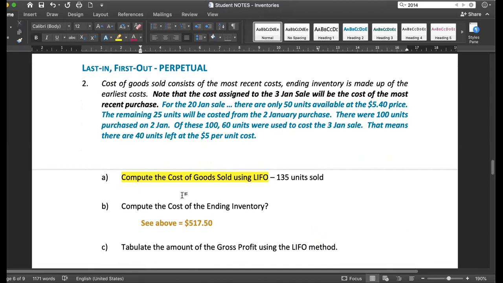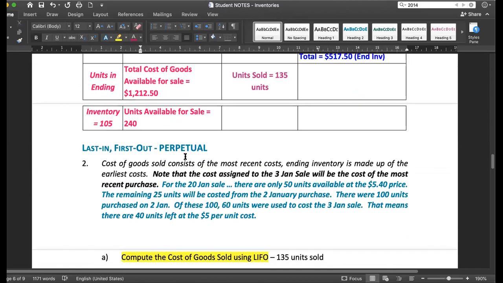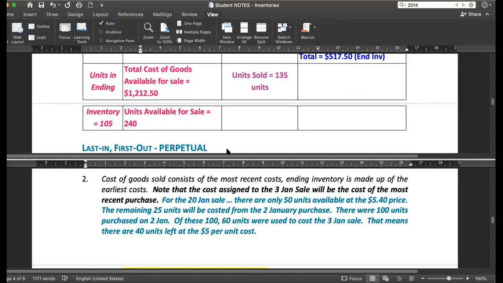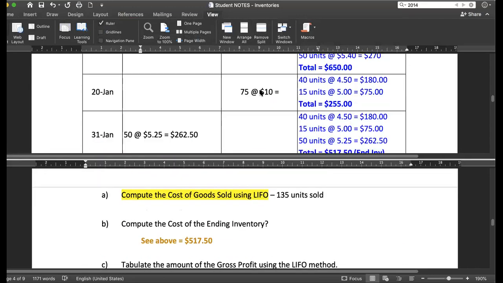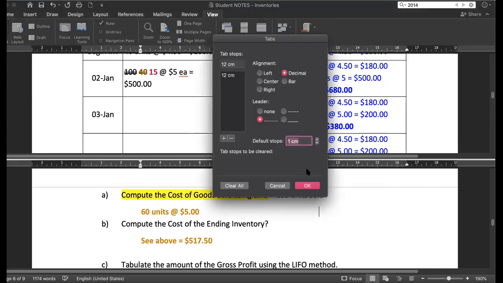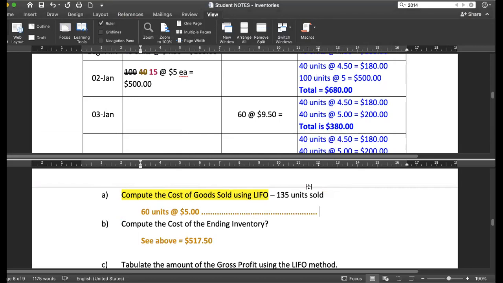All right. Now, let me split the screen again. So recall that those 60 units, we took them out of that 100 at $5 each. So we have 60 units at $5, and that will give us $300.